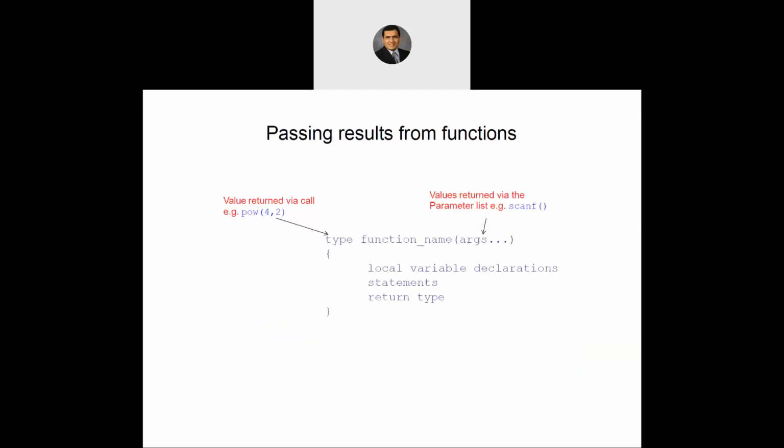We discussed last week that a function has a name, a return type, and arguments or parameters. If a function does not return a variable, then we write void over here. If it returns, then we put the data type of the variable that it returns. For example, if it's returning an integer, we write int.